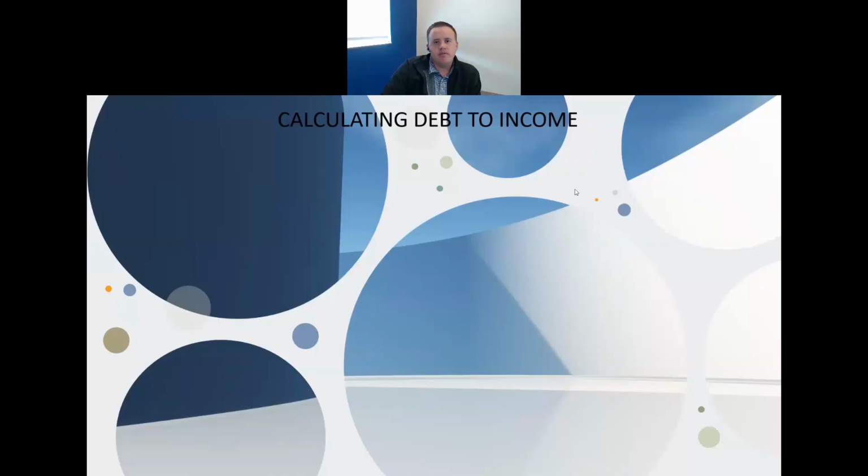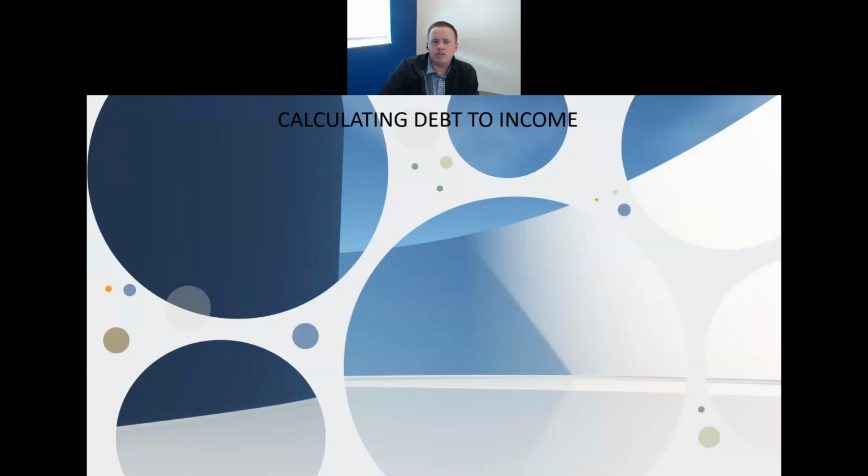One of the topics I wanted to touch on today is how to calculate debt to income ratio. Debt to income ratio is a very important thing. It's the ability to repay a mortgage, so it's probably one of the number one or two items that a financial institution is going to look at. So here is a brief review as to how to do that.